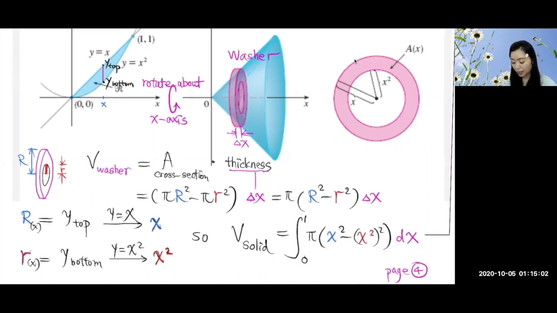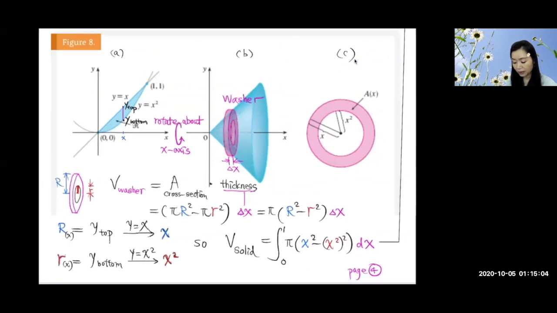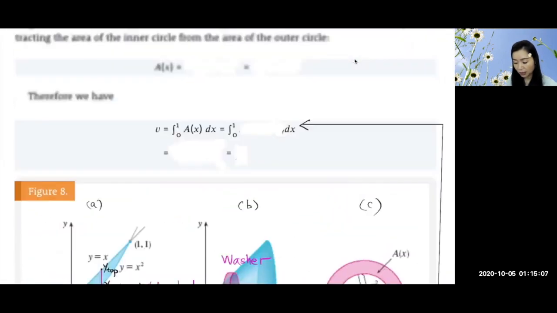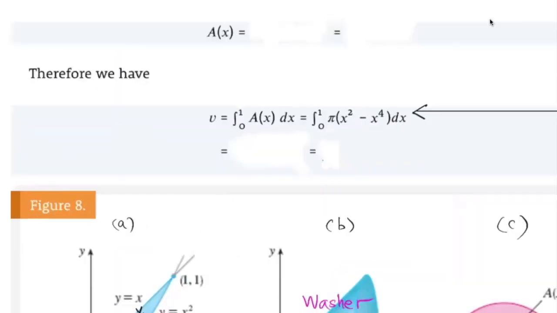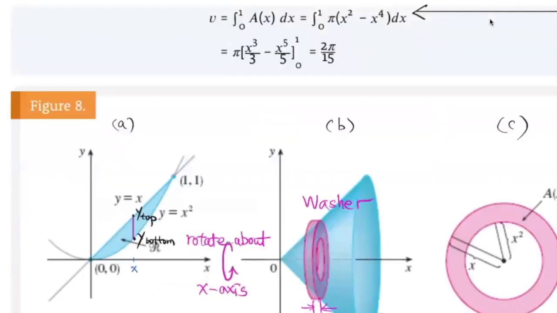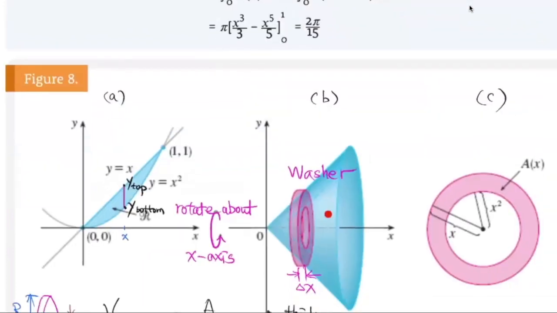Simplify this integral. You get this. Now you find this integral. You can take out the pi in front of the integral because that's a constant multiple. Find the antiderivative: that's x cubed over 3 minus x to the 5th over 5. Evaluate with x going from 0 to 1. Do the calculation, and that will be equal to 2 pi over 15. So that's the volume of this solid.